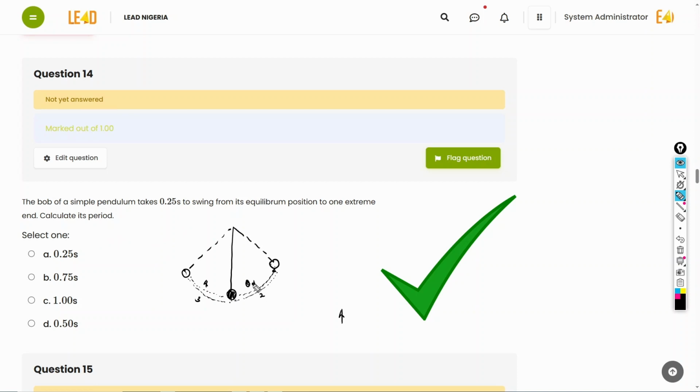So if this was 0.25, and we are considering a frictionless system, that means that the time it takes will just remain constant. So that will be 4 times 0.25 to give you 1 second. So it's going to take 1 second to complete the journey back to its starting point.